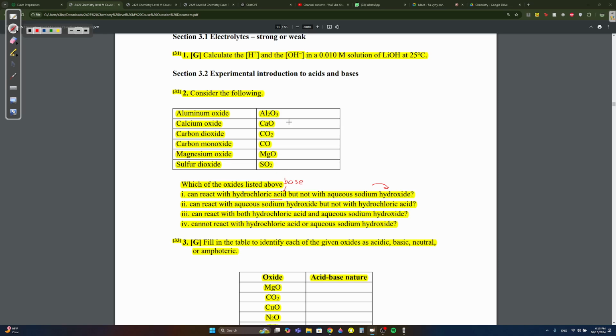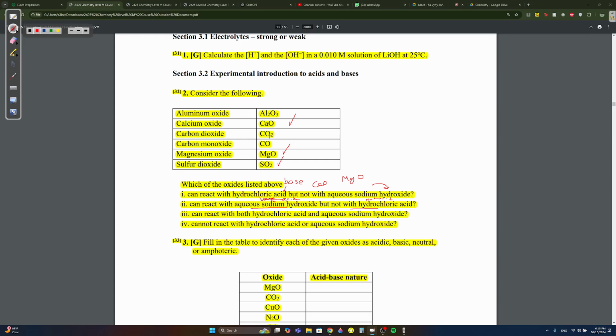Which ones are basic oxides? Calcium oxide and magnesium oxide. Okay, so CaO, MgO, because they're basic oxides. Can react with aqueous sodium hydroxide, but not with acid. So it can react with a base only and not an acid. Okay, which one? It has to be an acid, right? If it can only react with the base, that means it's an acid.